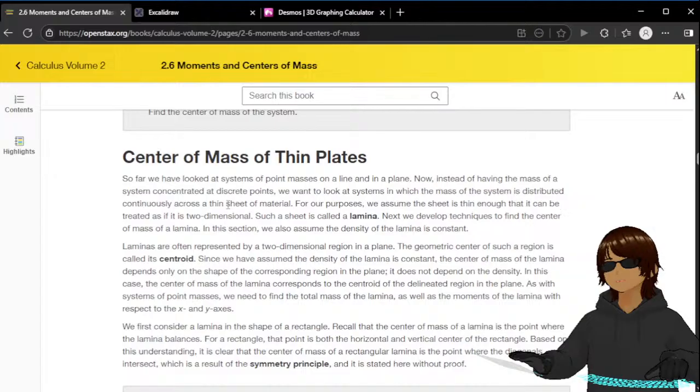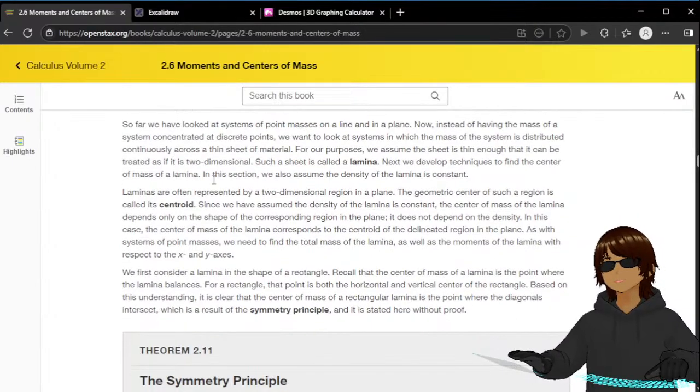So far we have looked at systems of point masses on a line and in a plane. Now, instead of having mass concentrated at discrete points, we want to look at systems in which the mass is distributed continuously across a thin sheet of material. For our purposes, we assume the sheet is thin enough that it can be treated as two-dimensional. Such a sheet is called a lamina. Lamina are often represented by a two-dimensional region in a plane. The geometric center of such a region is called its centroid.